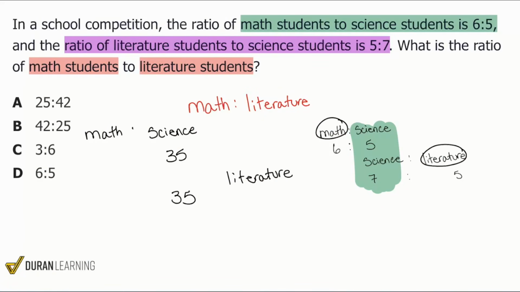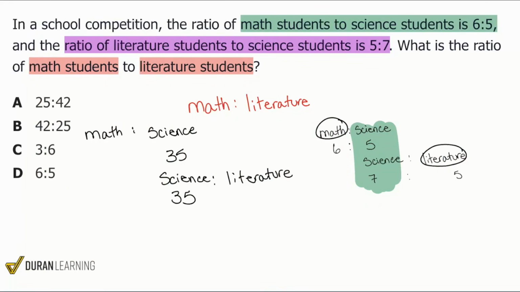Perfect. So here's all I want to ask myself. For this top one here, what do I multiply 5 by to get to 35, everybody? 7. Let's confirm that real quick. 5 times 7, 35. Yes, that is correct.